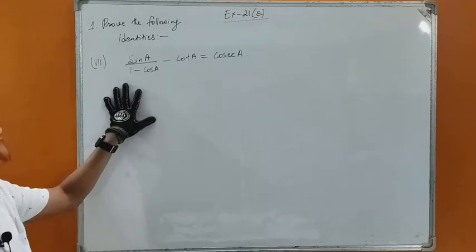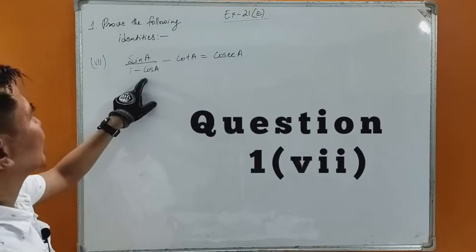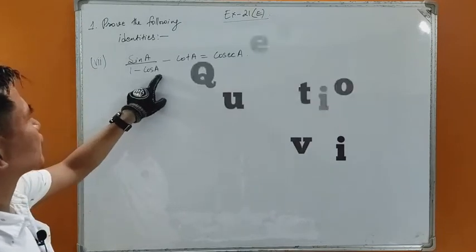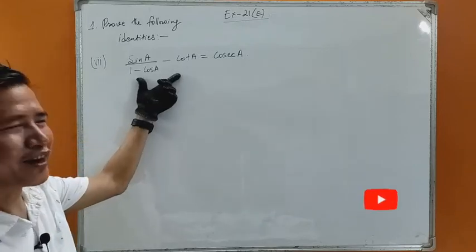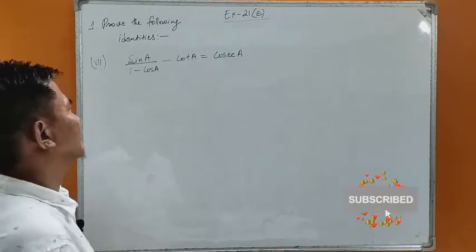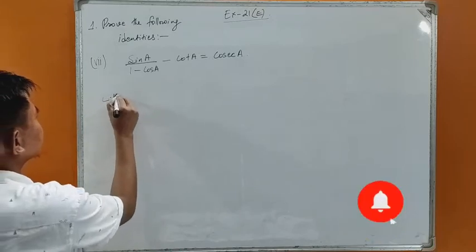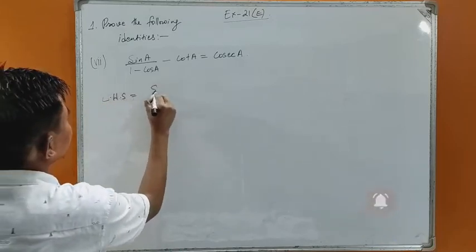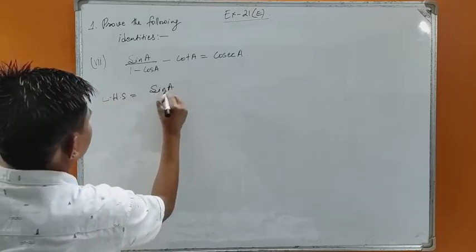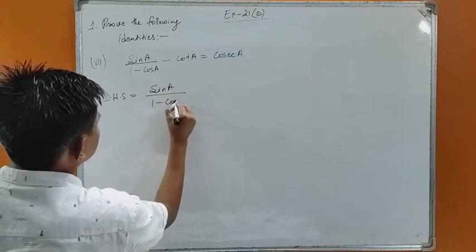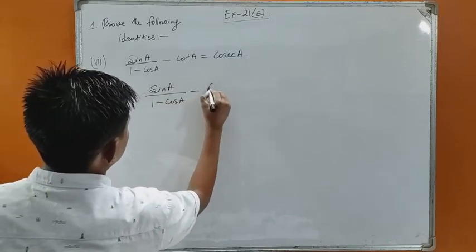Now let us do question number 7 of 1, okay? This question is similar to question number 6, okay? So we have sin a upon 1 minus cos a minus cot a in the left hand side, and we are asked to prove this equals cosec a in the right hand side. So let's copy the left hand side first. LHS equals sin a upon 1 minus cos a minus cot a.